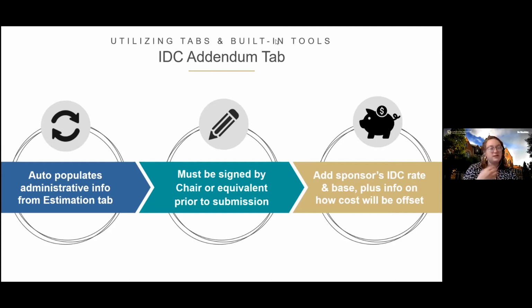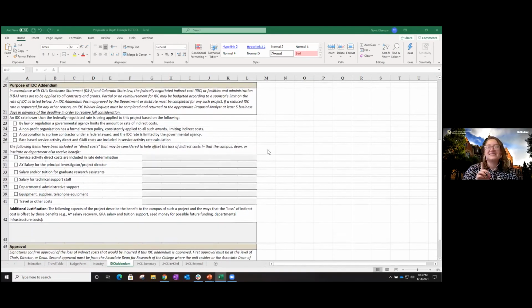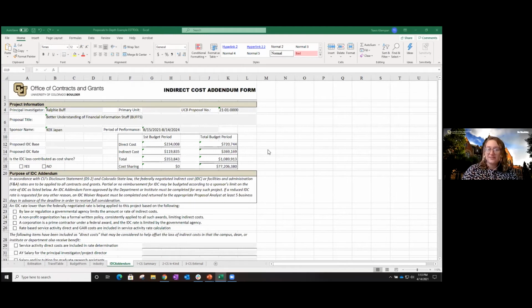So something useful to note is that this auto populates most of the administrative information right from that main tab. It does need to be signed off by chair or equivalent. We are going through the process of revising our IDC policies. That's with Rio right now, but you will see in the example, there's a spot for an ADR, which is the Associate Dean for Research. That is not yet in place. That does not need to be signed off yet, but there will be very clear communication from OCG and Rio when that will be required.